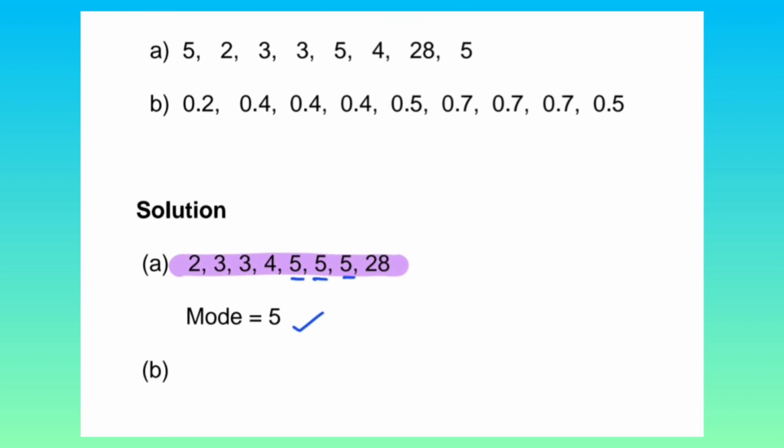Okay, for example B, the data given is already arranged, so from here we just identify which number occurs most frequently. Here we can identify 0.4 we have 3 times, 0.7 also we have 3 times. So in this case, the modes are 0.4 and 0.7.